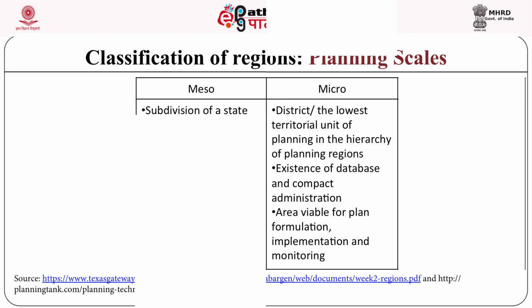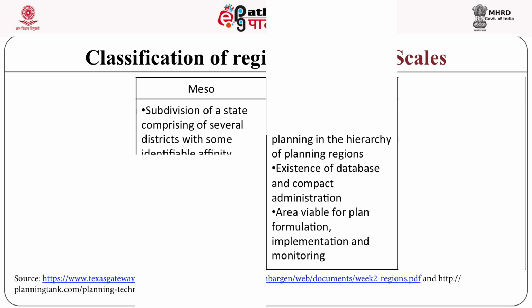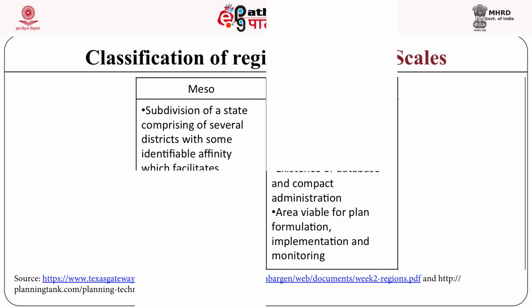In India, for example, the Kamrup region in Assam and the Nainital region in Uttarakhand are examples of micro regions.